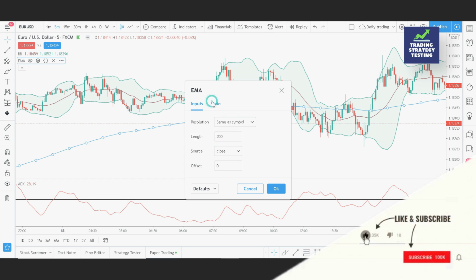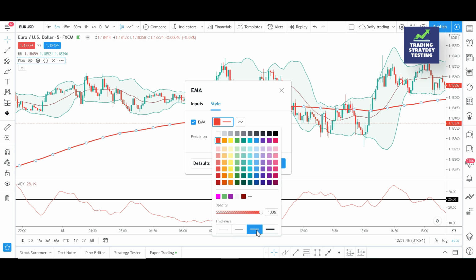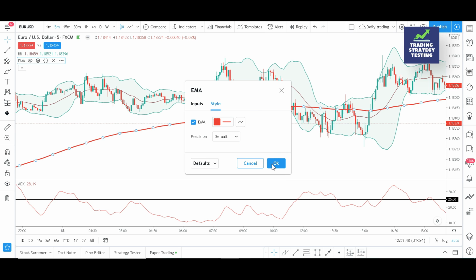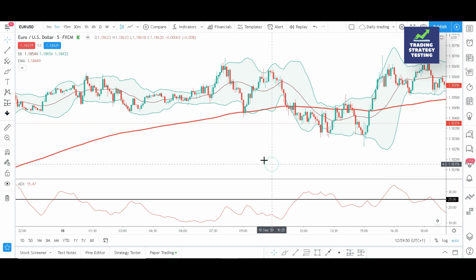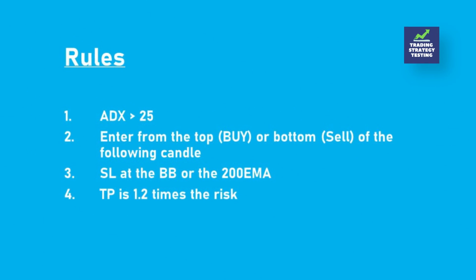The ADX indicator will be used to set our entry. The Bollinger Bands and the EMA will help us to define the trend direction and set our stop-loss level. Alright, let's discuss the strategy in depth and share some examples before testing it 100 times with a $100 account.